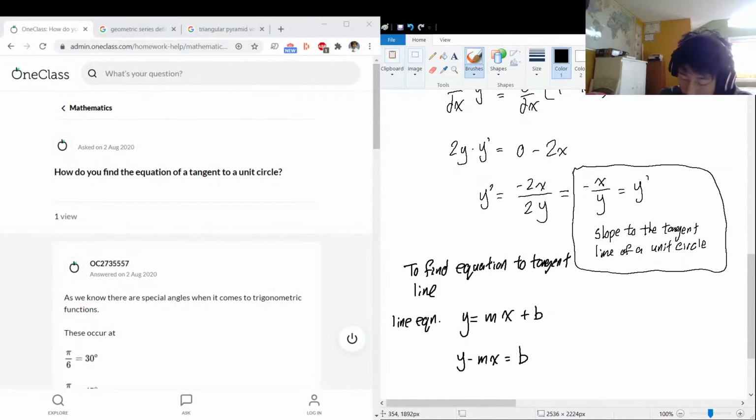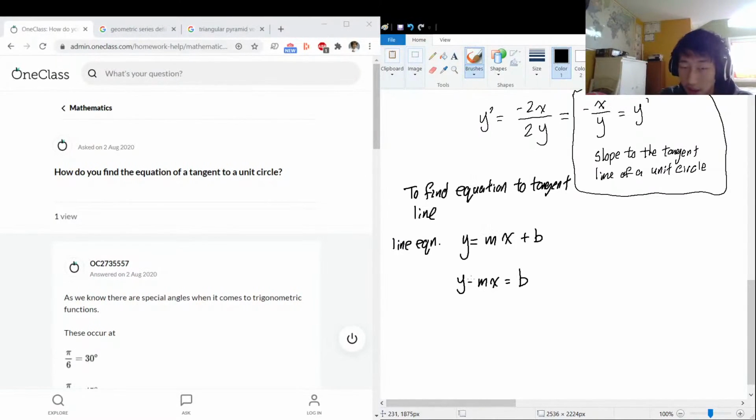And inside of m, we can sub in our derivative that we found previously right here. So that can be y minus negative x over y times x is equal to b. Or we can rewrite that as equal to y plus x squared over y. This will be our b value.